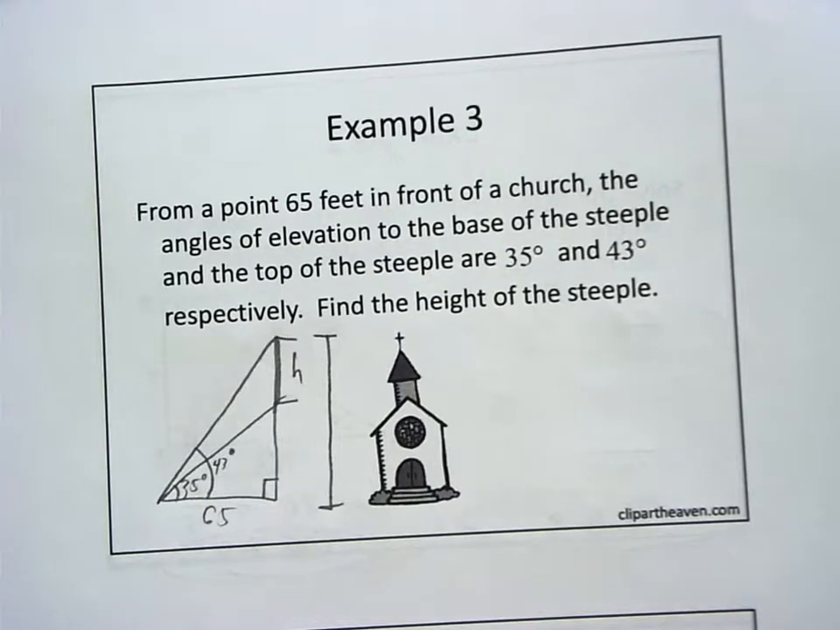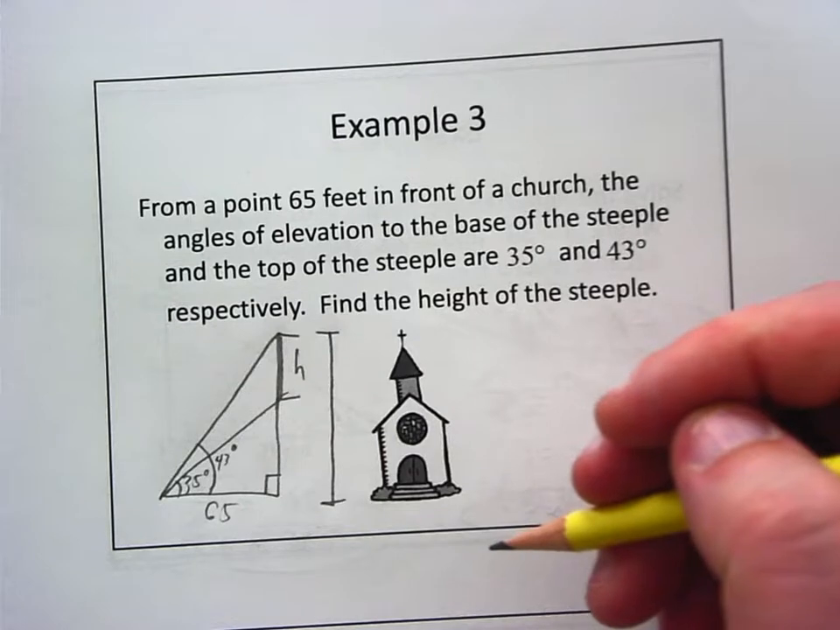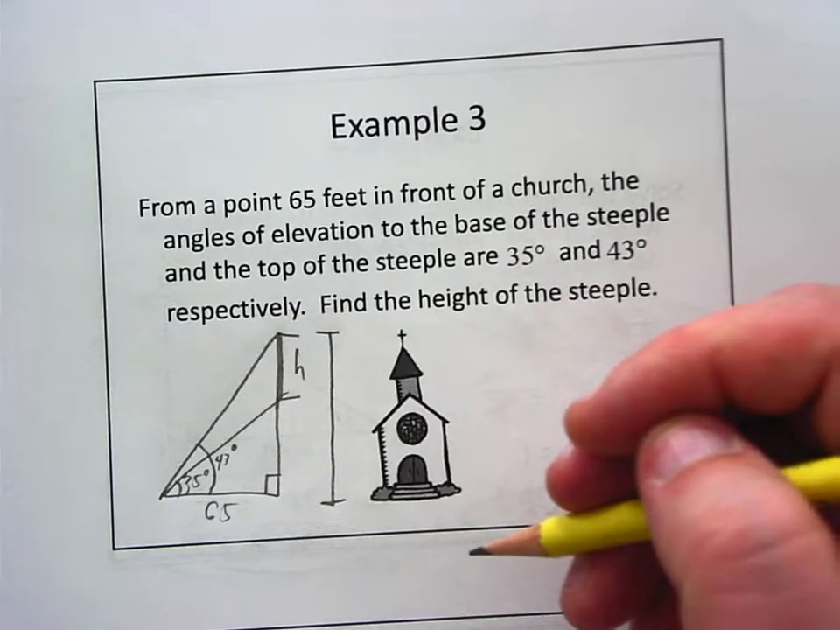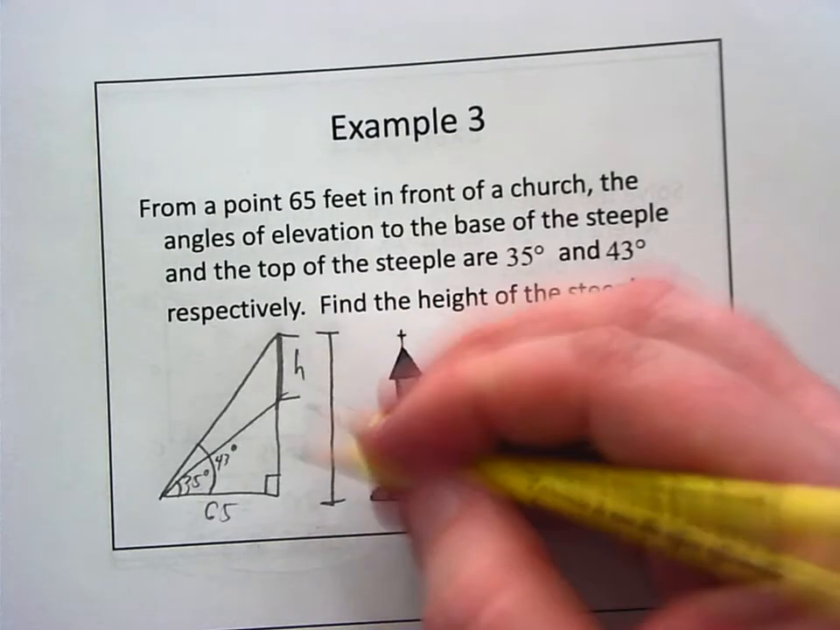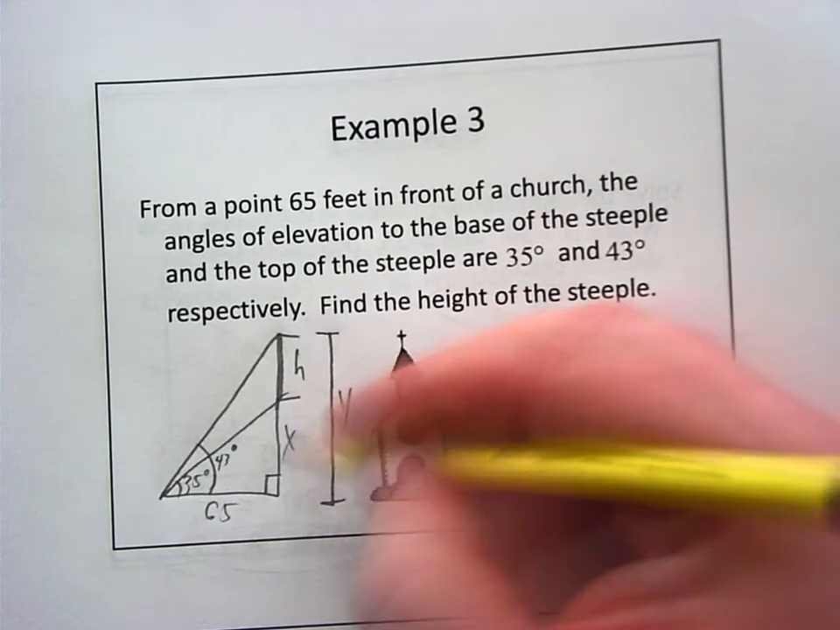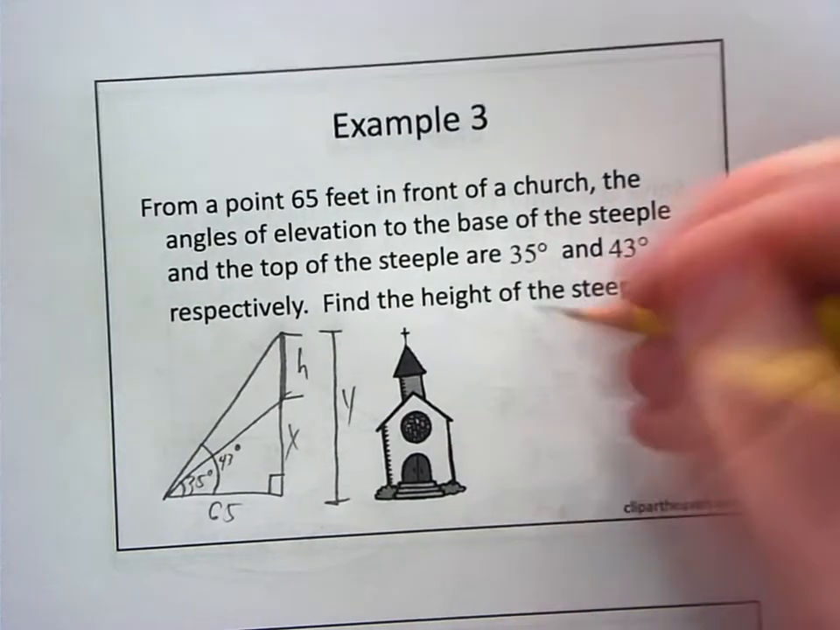Okay? Because if I find that, then I can do what to get h? Subtract what? The total minus the bottom part, just the part. So if I label these as y and x, I can just do y minus x. So I need to set up two different trig ratios, one for y, one for x.